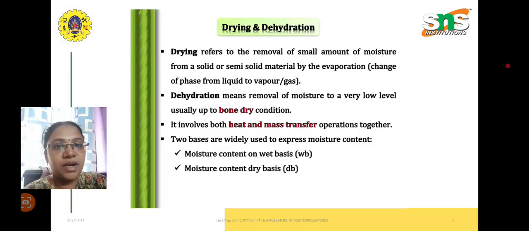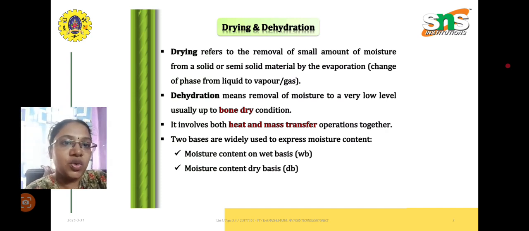So drying, as we all know, is removing a certain amount of moisture content from any solid or semi-solid material by the process of evaporation. That is, it involves a change of phase from liquid to vapor or gas. So this is the drying definition. Dehydration means we are completely removing the existing moisture and bringing it to a bone dry condition. We call it the dehydration process. So it involves both heat and mass transfer operations together.